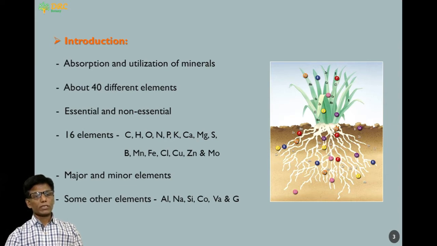In addition to these major and minor elements, plants also require some other elements, that is aluminium, sodium, silicon, cobalt, vanadium and gallium. This is the introduction about the mineral nutrition. Now we will see major and minor elements one by one in detail.